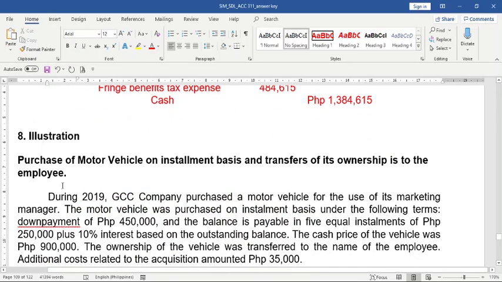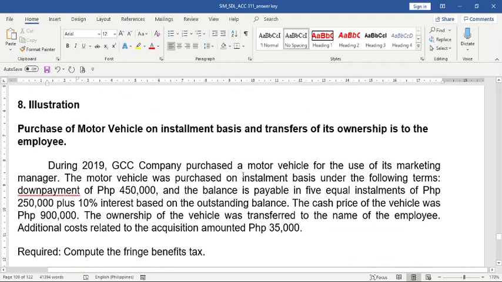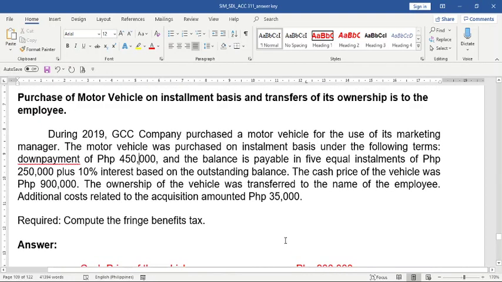Next illustration. Purchase of a motor vehicle on installment basis. There is transfer of ownership to the employee. The motor vehicle was purchased on installment basis under the following terms. Down payment of 50,000, five equal installments, at 10%. The cash price of the vehicle was 900,000. The ownership of the vehicle was transferred to the name of the employee. There is an additional cost of 35,000. Compute the fringe benefit.